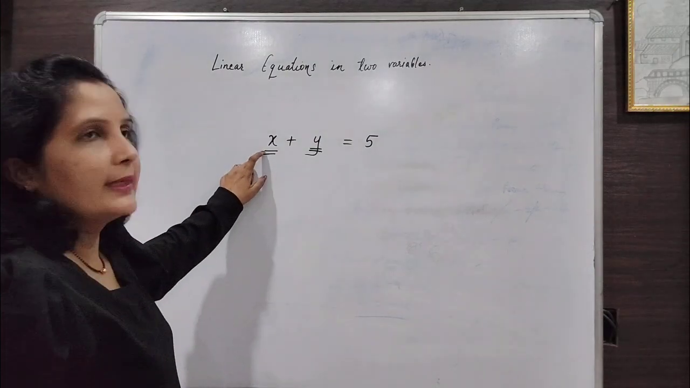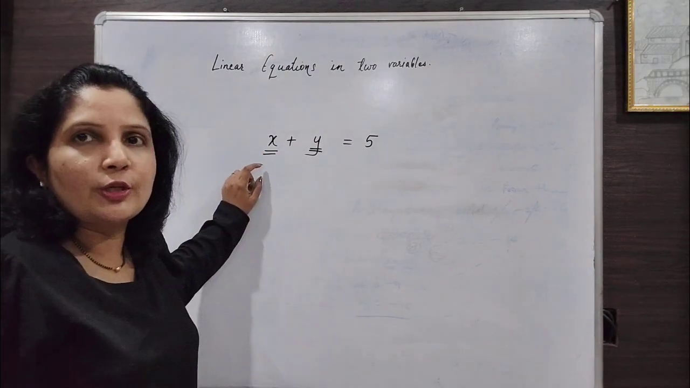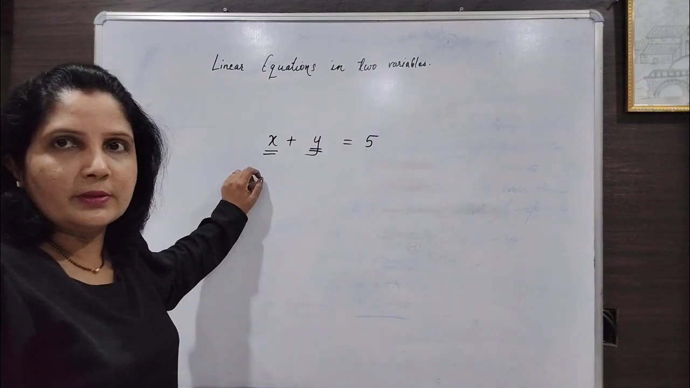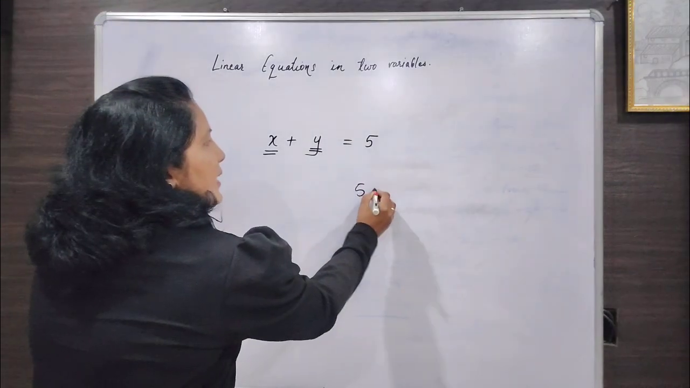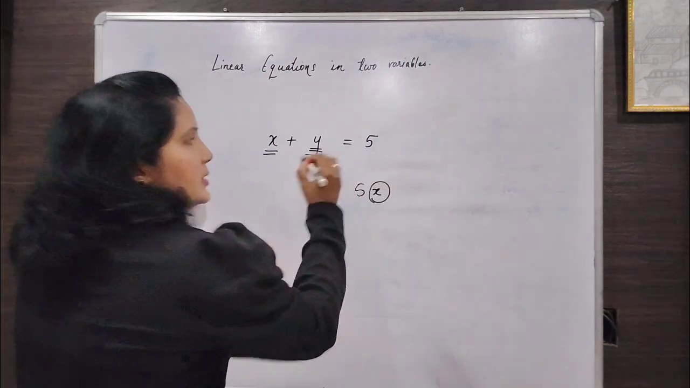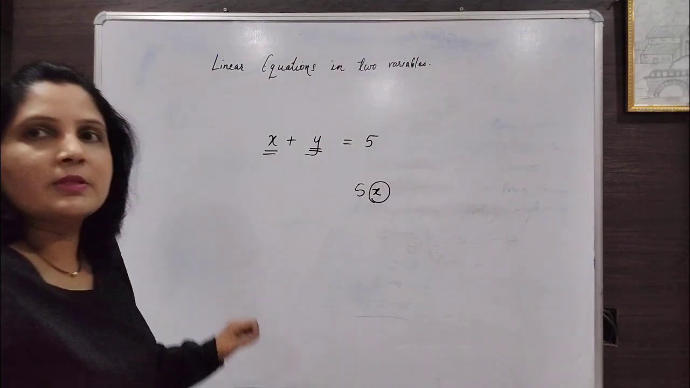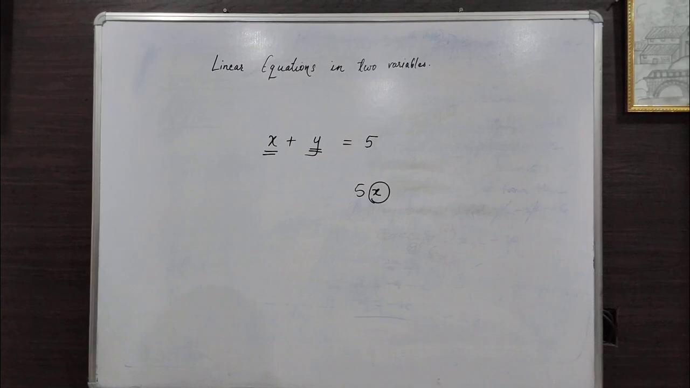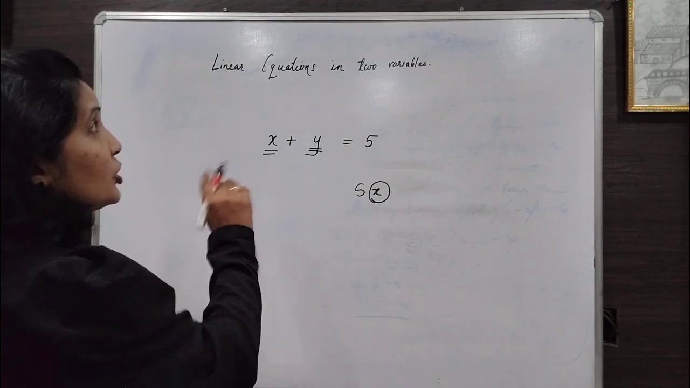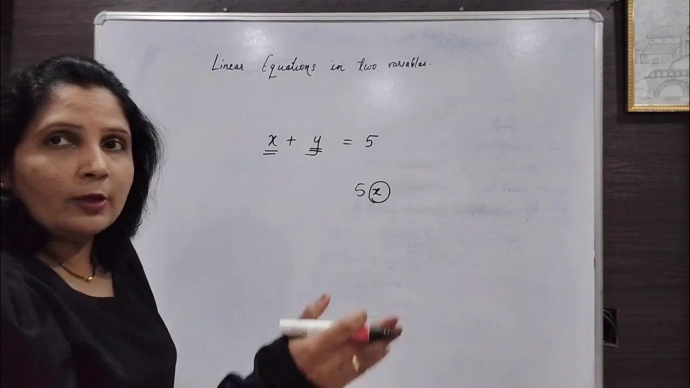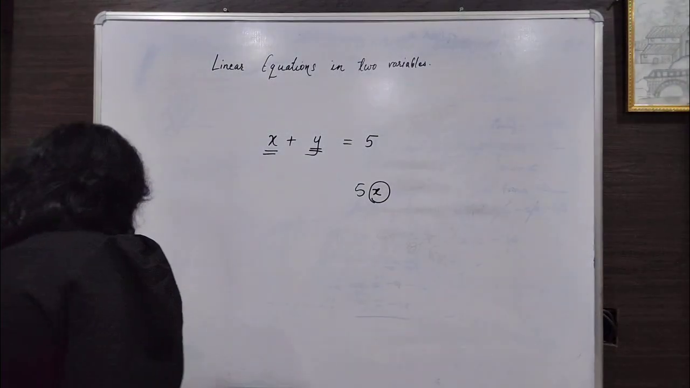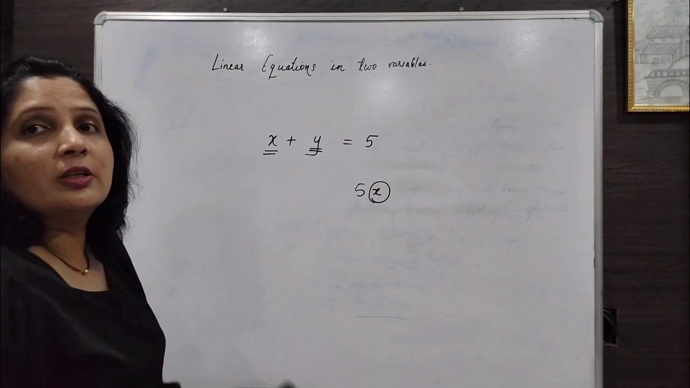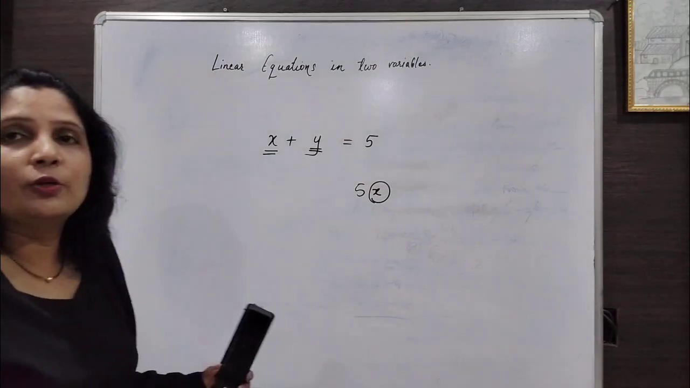Now here in this case there are two variables which are used. Now what are the variables? If I am writing 5x, x becomes the variable and 5 becomes the coefficient. Now let's see what is the general form of linear equations in two variables.